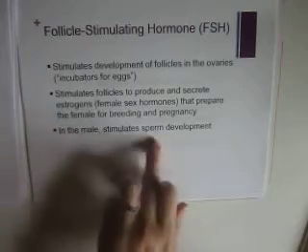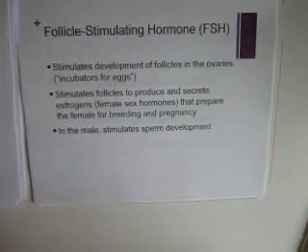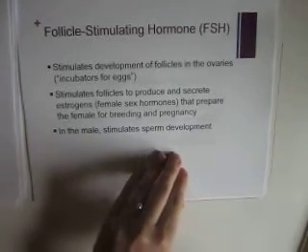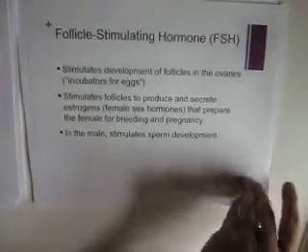In the male, it actually stimulates sperm development. So in the female, the target is the ovary. In the male, the target is the testes. And what is their action? We say their action is oogenesis. If you can remember back to your terminology days, oogenesis is the production of eggs. Spermatogenesis would then be the production of sperm. So those are the actions.